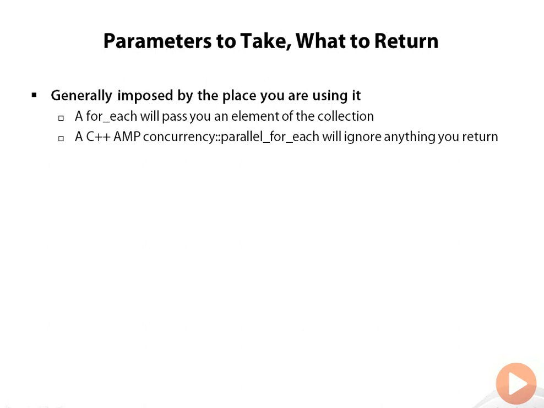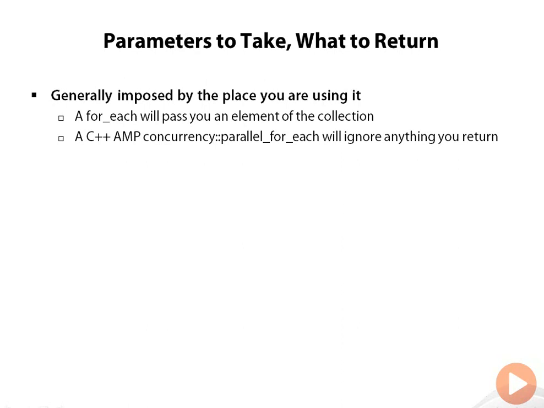So if you're using it in a for each, you know it's going to take an element of the collection repeatedly. So if this is a collection of integers, you're going to take an integer. If it's a collection of employees, you're going to take an employee. If it's a collection of smart pointers to employees, you're going to take a smart pointer to an employee. If you are calling a different algorithm, maybe you'll be given an iterator. Maybe you'll be given 2 parameters or 7 parameters or no parameters. The place you call it really is the place that decides what it's going to give the lambda.